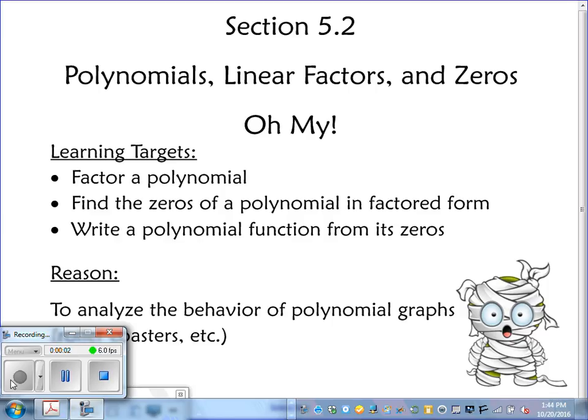Guys, today we have a pretty easy section, mainly because it's really not a lot of new stuff we've already done. 5-2 polynomials, linear factors, and zeros.